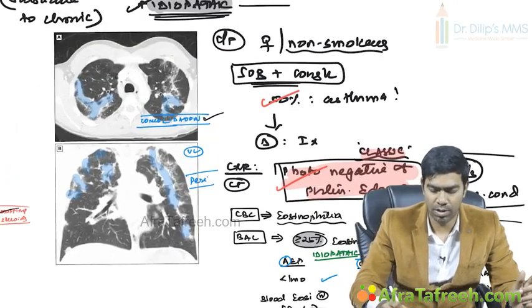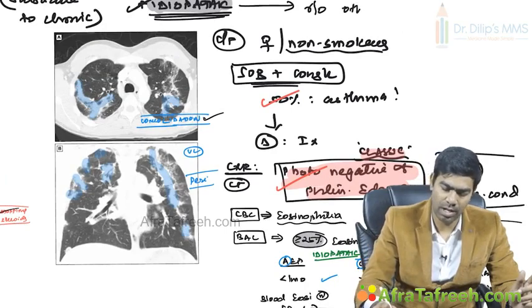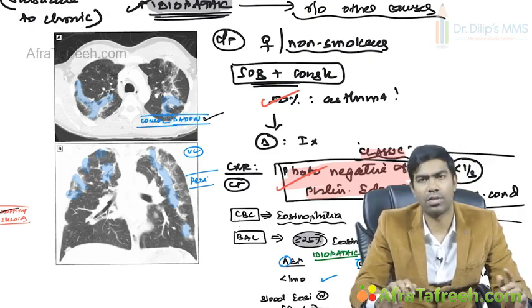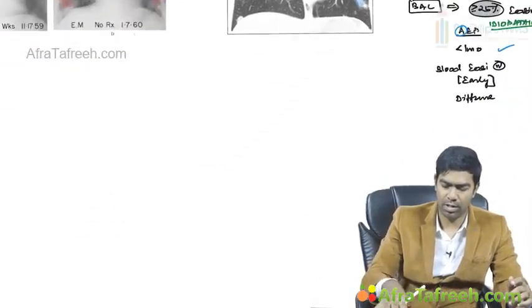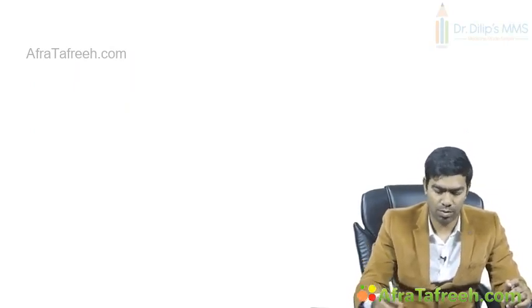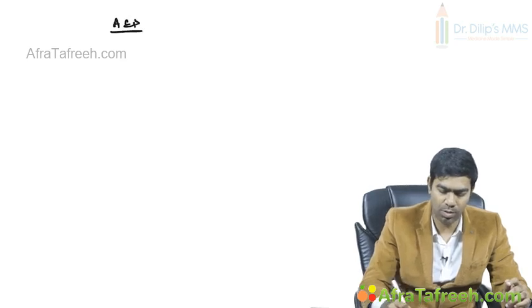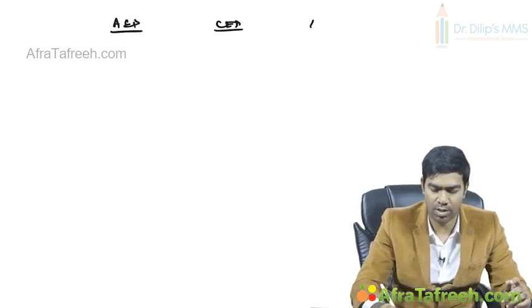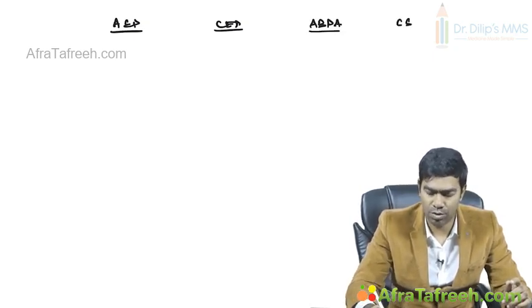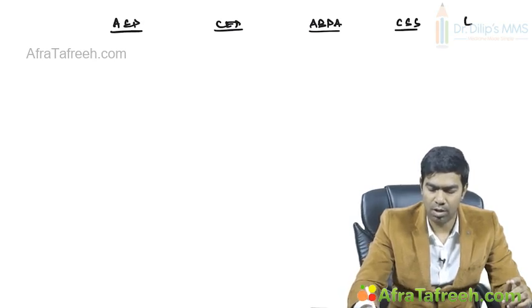Remember, to diagnose a CEP, I told you that this disorder should be idiopathic. What do you mean by idiopathic? You have to definitely rule out other causes of pulmonary eosinophilia. There are a lot of other causes which can produce pulmonary eosinophilia. So let us see the differential diagnosis. What are the things you have to rule out? So one, you have acute eosinophilic pneumonia, then you have a chronic eosinophilic pneumonia, then you have allergic bronchopulmonary aspergillosis, then you have Churg-Strauss syndrome, then you have Loeffler syndrome.